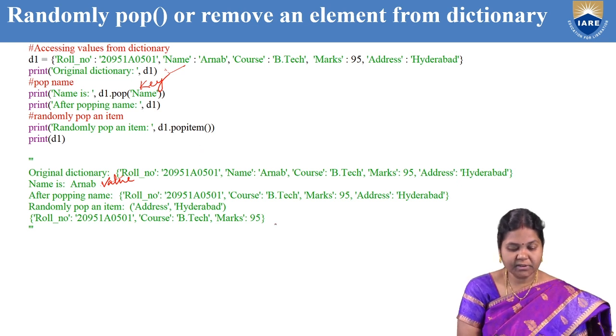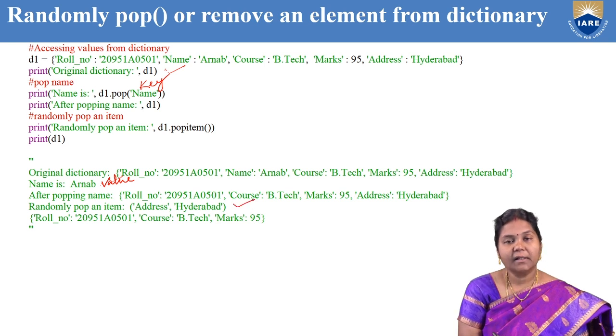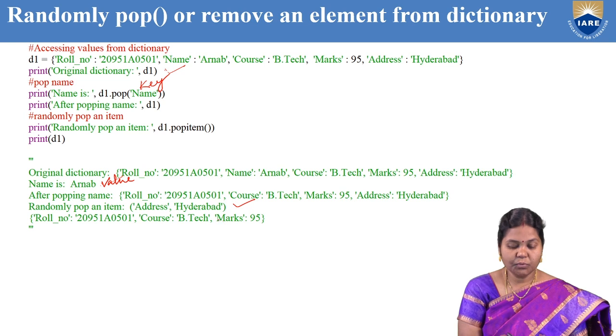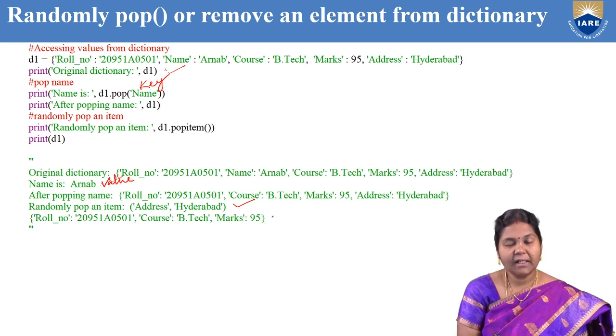In this case, you can see the example. It has randomly popped an item called address and its value is Hyderabad. So, this is done randomly. After that, if you print the dictionary, only 3 key value pairs are left, that is roll number, course and marks.